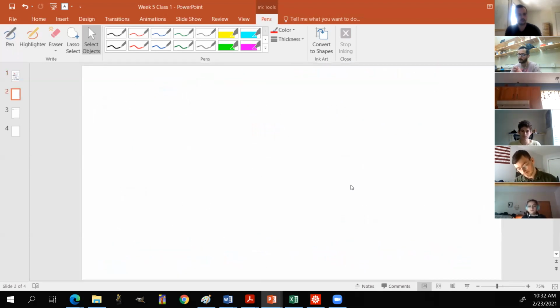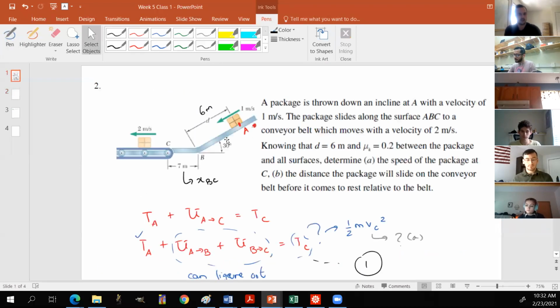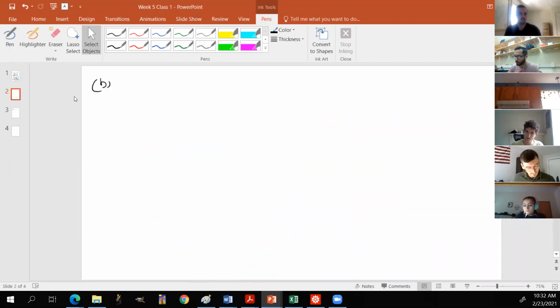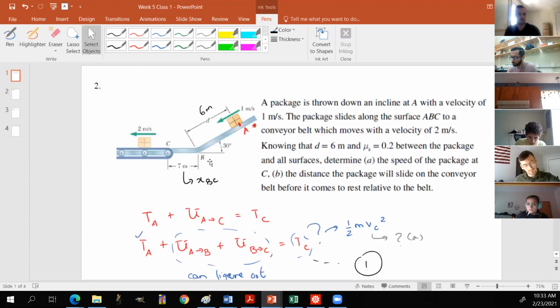So the next part of the problem is you're asked the distance the package will slide on the conveyor belt before it comes to rest relative to the belt, right? So what's the velocity going to be when it comes to rest on the belt? A few meters a second. Right. Why is it 2 meters per second? Because that's what we're given. That's what the belt is moving at, right?